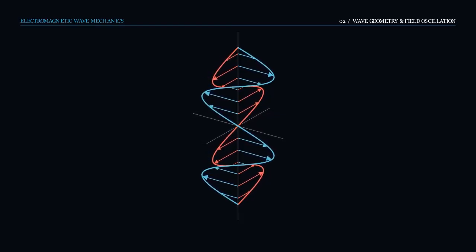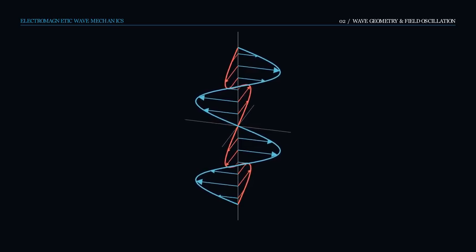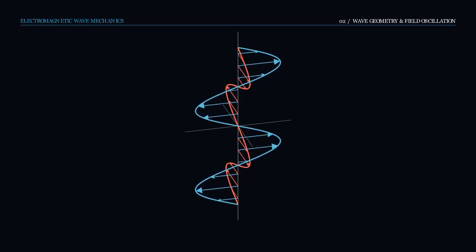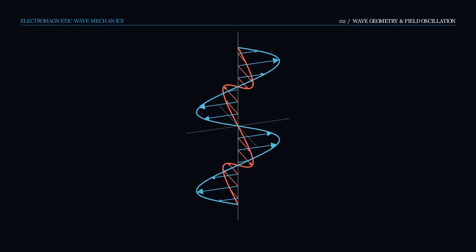Imagine a wave traveling along the z-axis. The electric field vector oscillates exclusively within the transverse xy plane. If this vector is restricted to a single fixed line within that plane, we call it linearly polarized. The direction of this line defines the polarization angle.